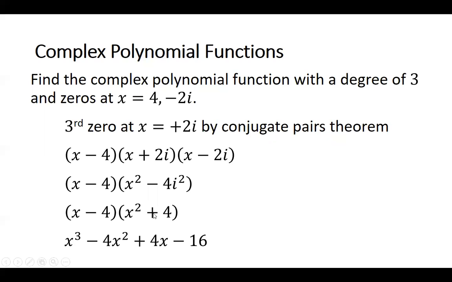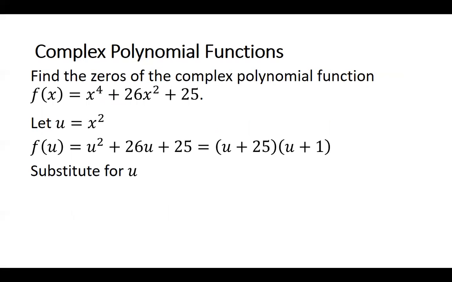If I saw x squared plus 9, x plus 3i, x minus 3i. So if you've got perfect squares, it's still a special product, but because it's a sum instead of a difference, then we know that it's got to be imaginary. They're complex conjugates.